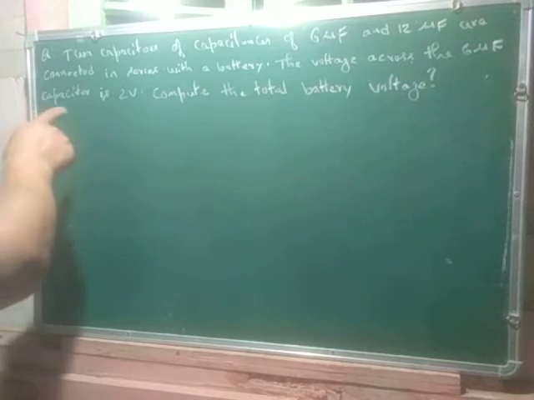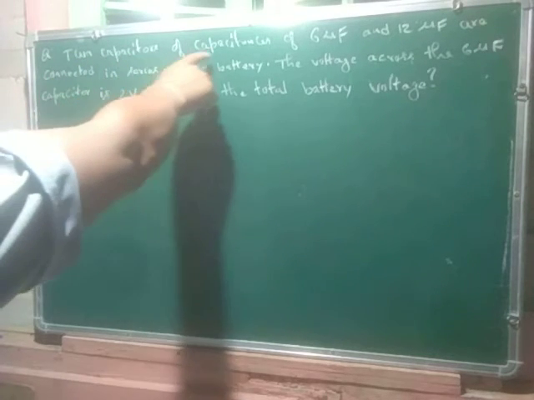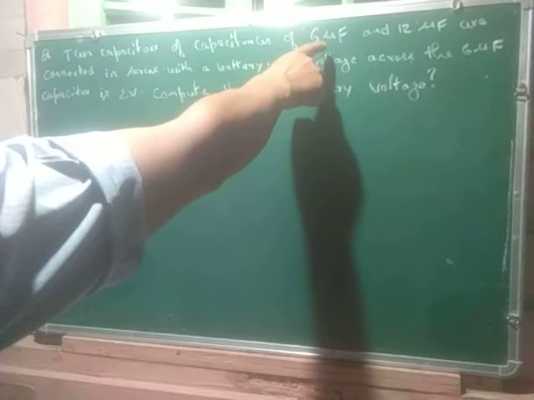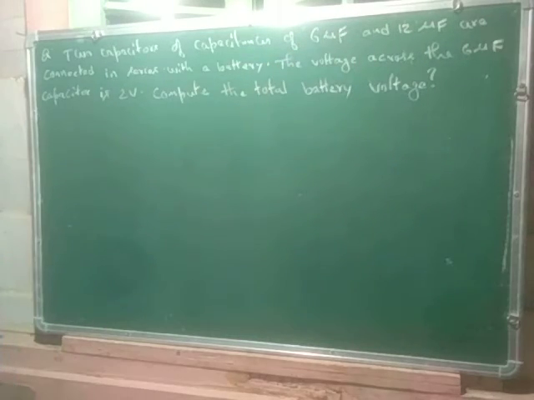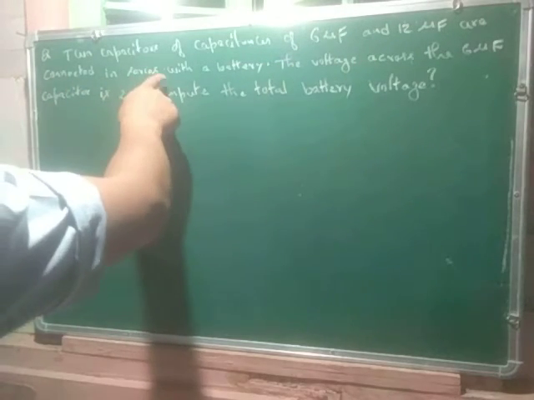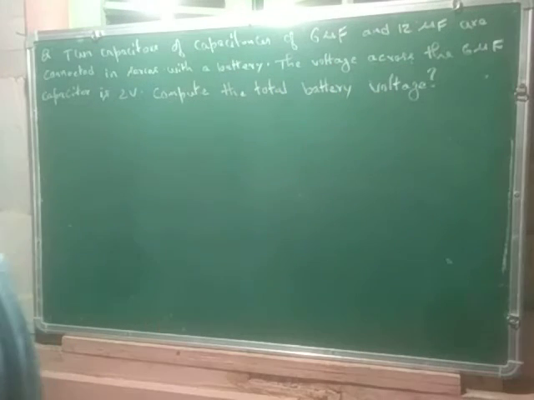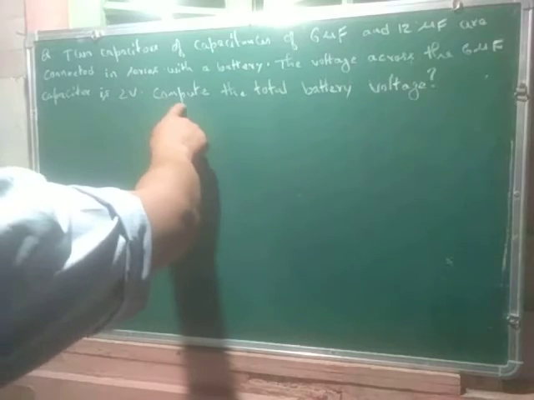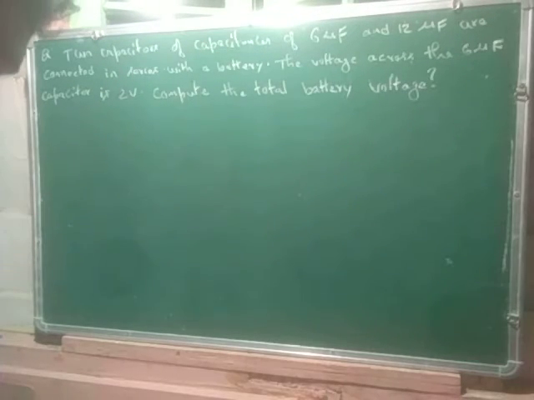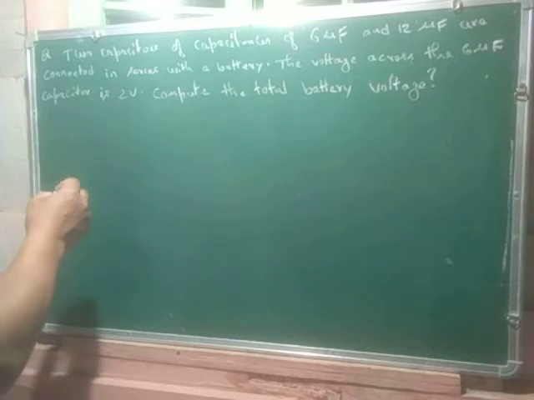The question says that two capacitors of capacitances 6 microfarad and 12 microfarad are connected in series with a battery. The voltage across the 6 microfarad capacitor is 2 volt. So we have to compute the total battery voltage. So let me answer this question.